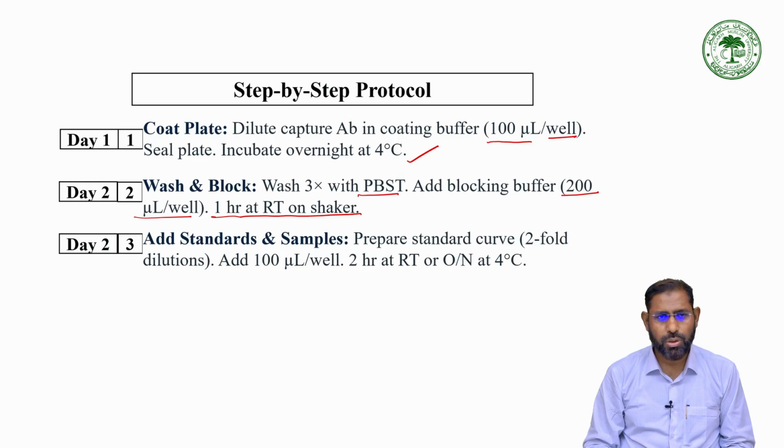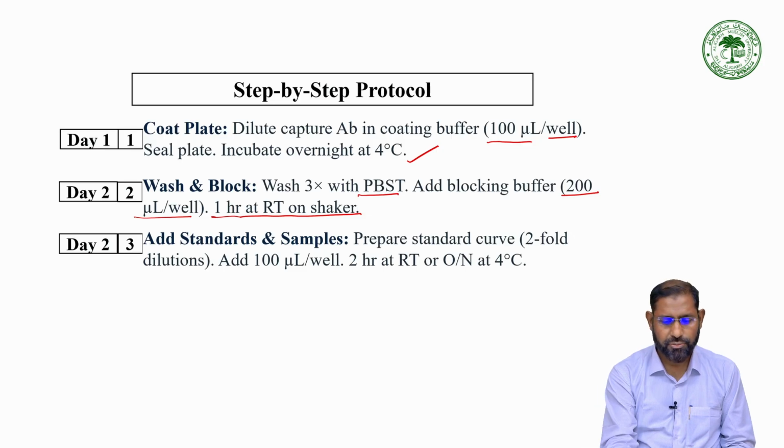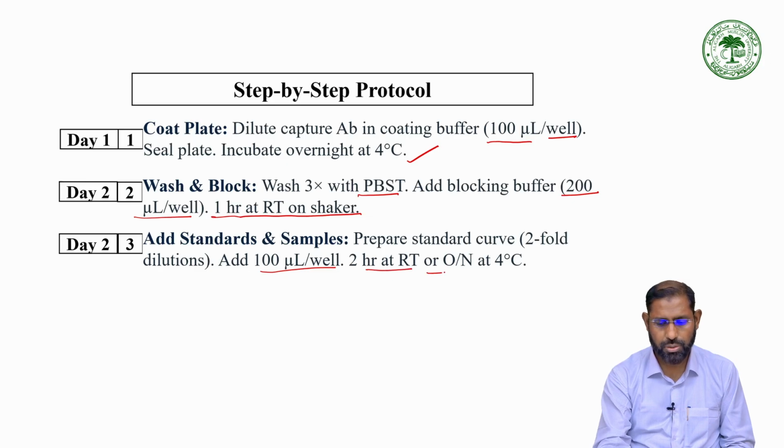Then day 2, step 3, add standards and the samples. Prepare a standard curve, that is 2-fold dilutions. Add 100 microliter per well and incubate 2 hours at room temperature or overnight at 4 degrees centigrade.